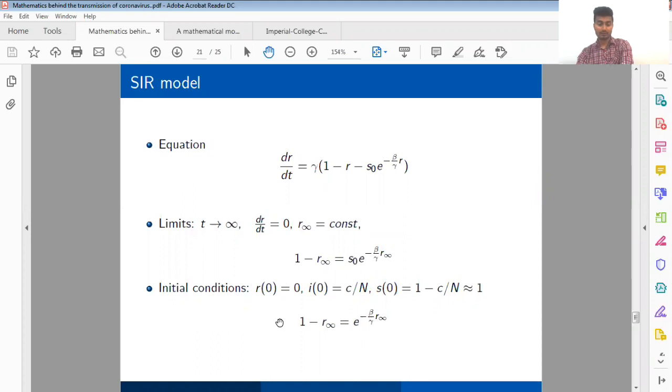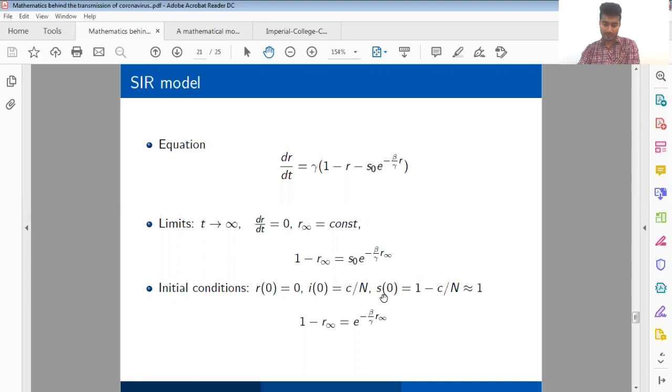So at time zero, to begin with, the number of recovered people was zero. So no one recovered because no one got affected, let's say. No one sort of suffered. The small portion of people at time zero got infected. So it's a small portion, a fraction of people got infected.